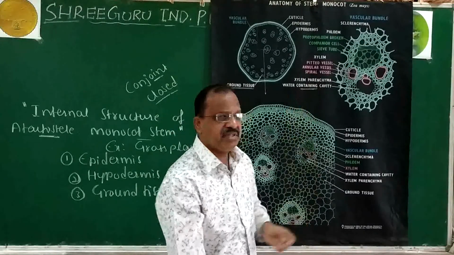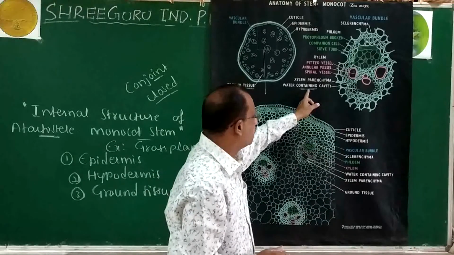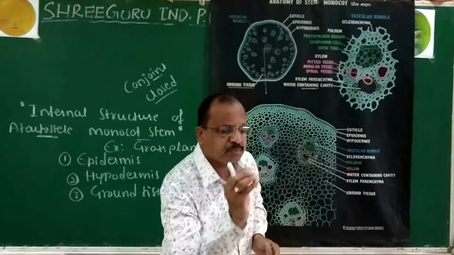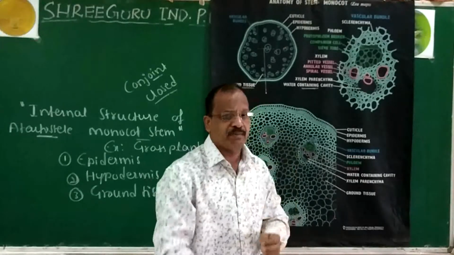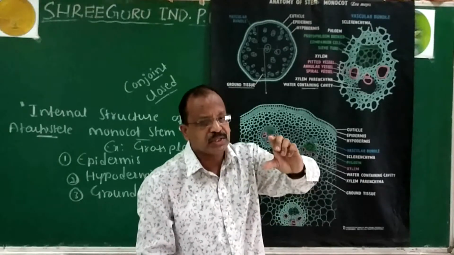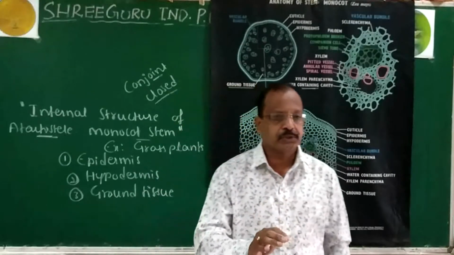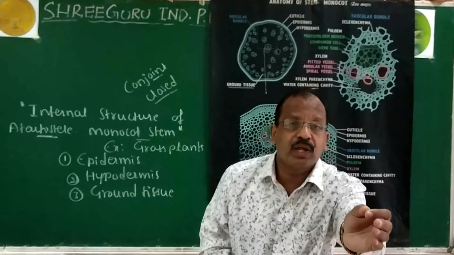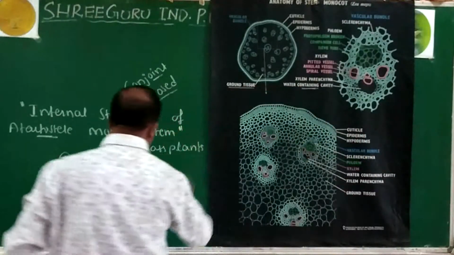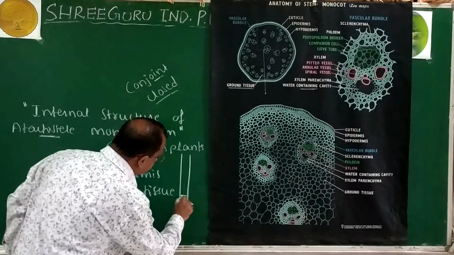Water containing cavity is also called lysigenous cavity. Water containing cavity is produced due to disintegration of one or more protoxylem elements during the elongation of the stem. Okay, so that ends the internal structure of the monocot stem taken at the internodal region. Remember, this is an internal structure taken at the internodal region.